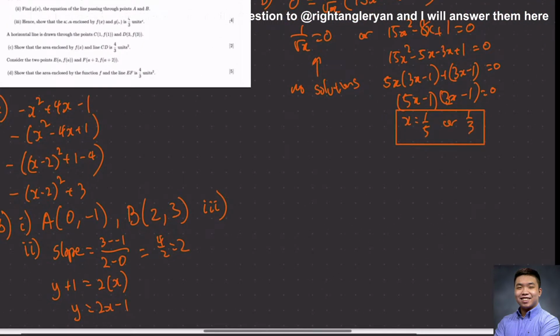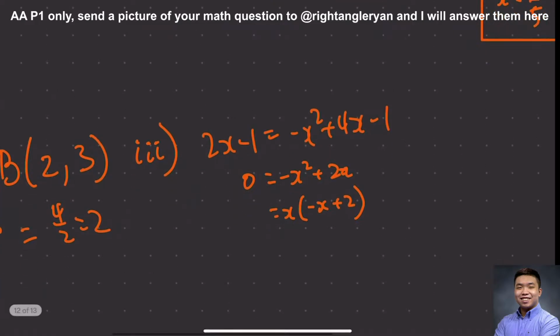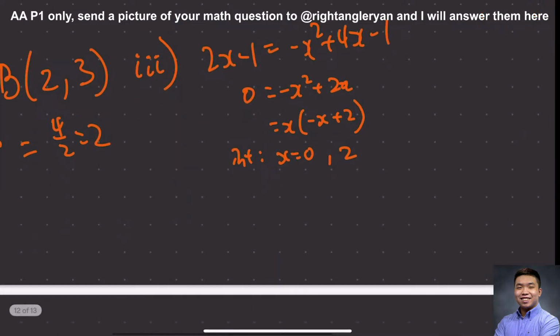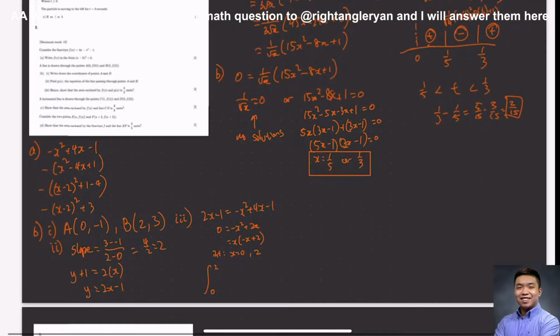So we need to first find where the two curves intersect each other. So I need to do 2x minus 1 equals negative x squared plus 4x minus 1. So 0 equals negative x squared plus 2x. So it's x times negative x plus 2. So we know the intersection points are at x equals 0 and x equals 2. Okay. Therefore, now when I do my integral, I can go from 0 to 2 of the distance.